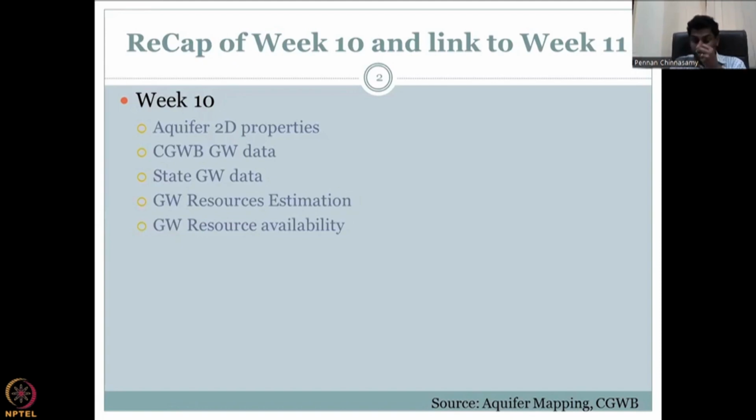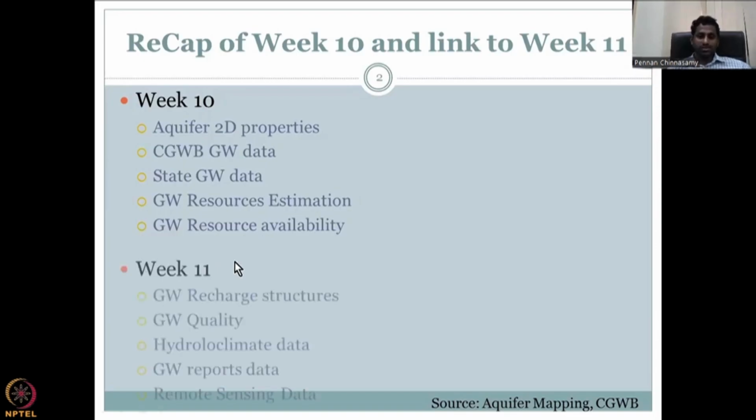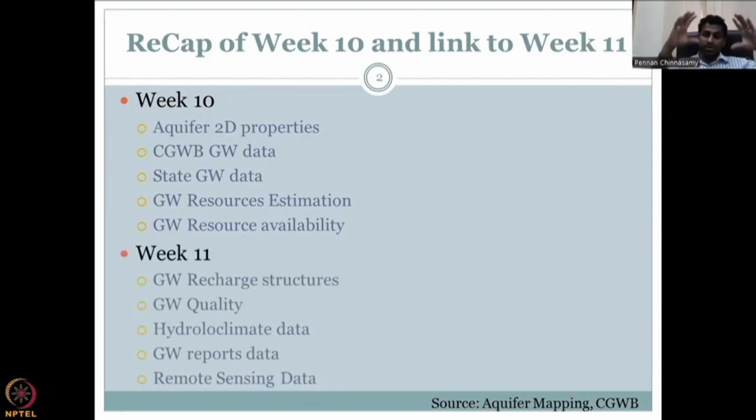Then we also looked at different districts and how water can be stored in these districts. In week 11, what we're going to do, so we built a good data about the aquifer. In week 11, what we're going to do is look at the recharge structures that have been put down by the government and other NGO agencies and how they're performing in a very mapped environment, GIS environment, using the same WRIS website.